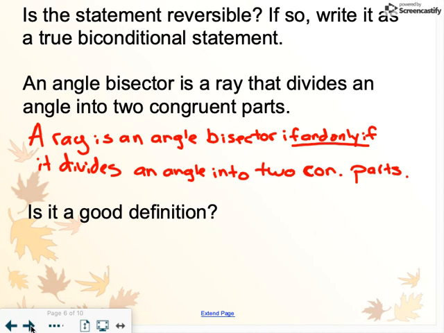So now we look, is this a good definition? Is it reversible? Yes. Clear, concise language? Yes. And it's precise, it gets at what we need to, and it's words that we know. So yes, that would be a good definition. A ray is an angle bisector if and only if it divides an angle into two congruent parts.